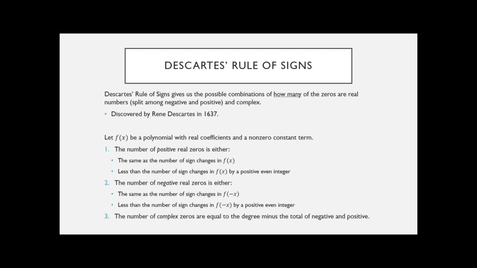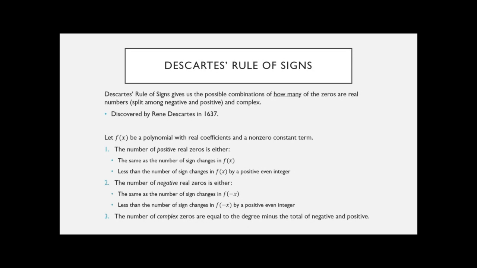So you have your polynomial, f of x, and it has to have a non-zero constant term. So you have to have a number at the very end. The number of positive zeros is either the same as the number of sign changes. So you look at all your coefficients and you count how many times it changes sign as you go left to right. And that tells you how many possible positive zeros we have.